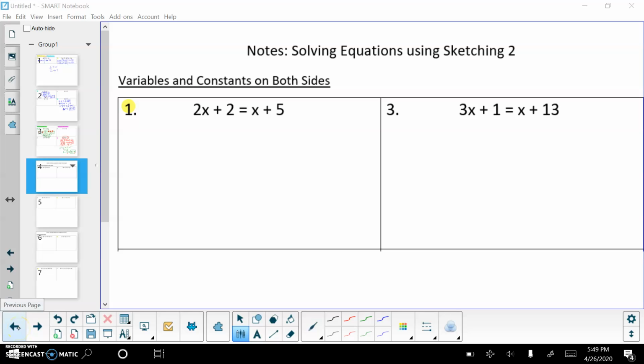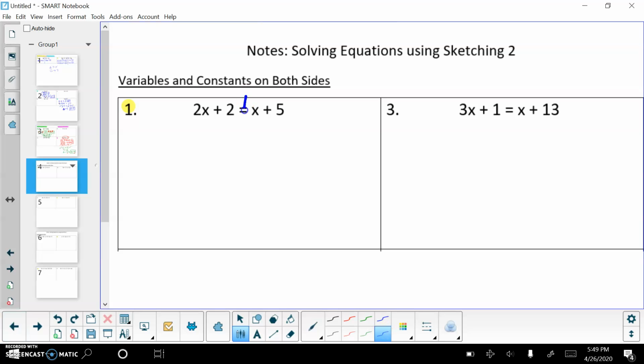Hello, this is our second video tutorial on solving equations using sketching. And the last one I realized was a little bit longer than I like, so this one's going to be shorter, but I was trying to make sure y'all had enough examples to get started. This time we're only going to do 2 examples because they're both going to be about the next level when you have both variables and constants on both sides, like you can see in both of these problems. And I'm going to do the one that's highlighted, problem number 1.